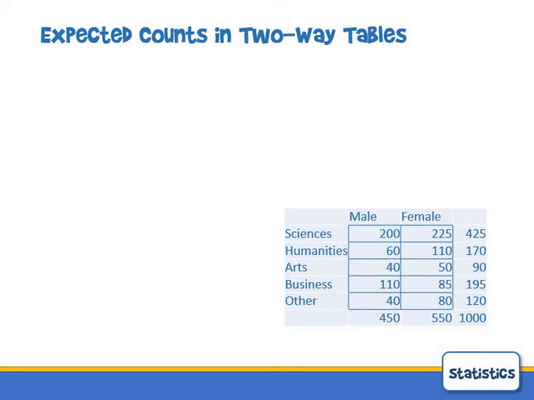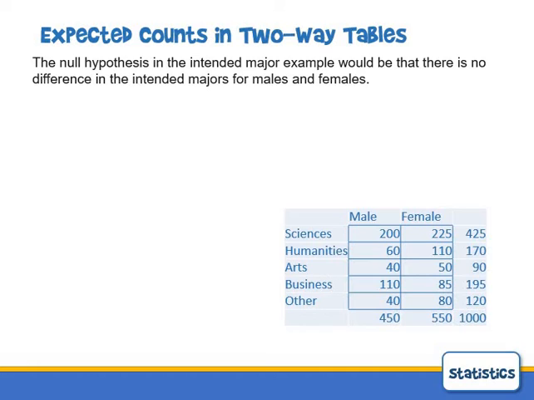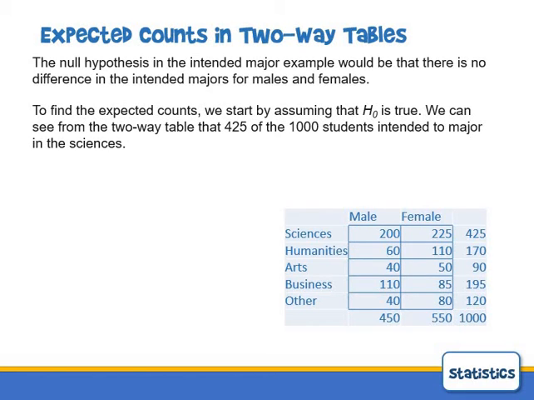So I have a copy of my table again here from this particular survey. And so the null hypothesis is that there's no relationship between sex or gender and the intended major, or that there's no difference between the males and the females on their intended majors. If that's true, then we would expect the same proportions here. Okay? So to find the expected counts, we start by assuming that the null hypothesis is true.